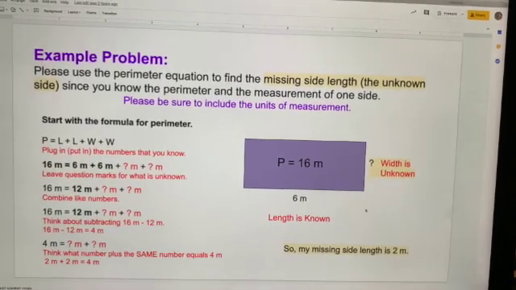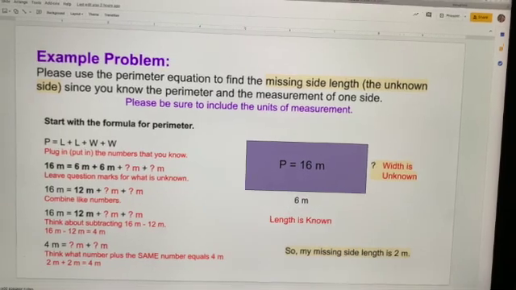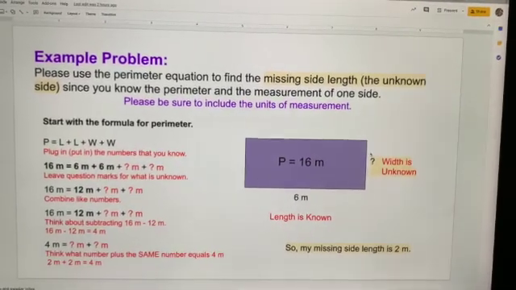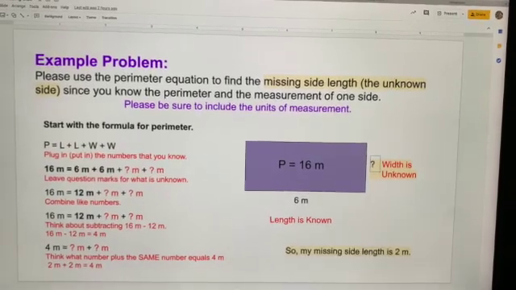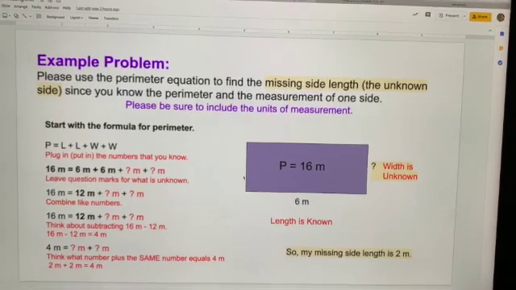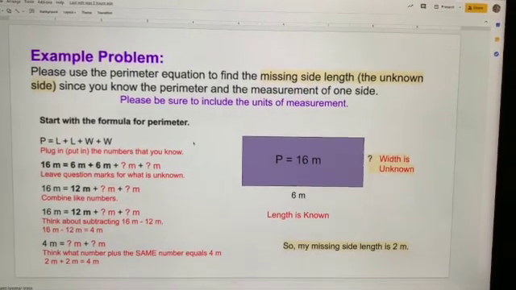And then you have to test it. You have to ask yourself, if this is 6 and this is 6, then that is 12. If this is 2, 12 plus 2 is 14, plus 2 more is 16. Yes, it works. I'm good to go.